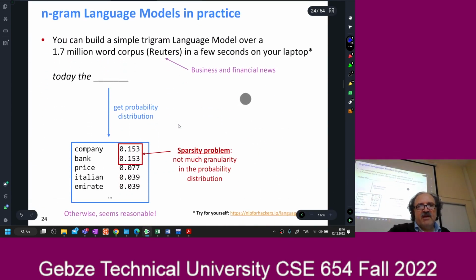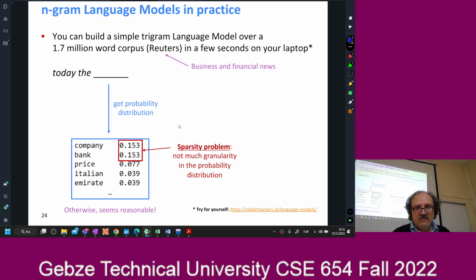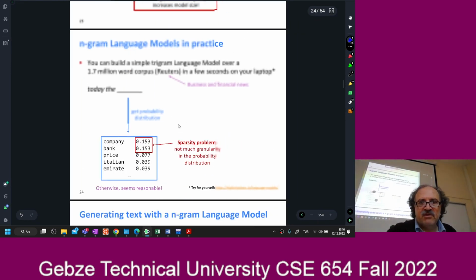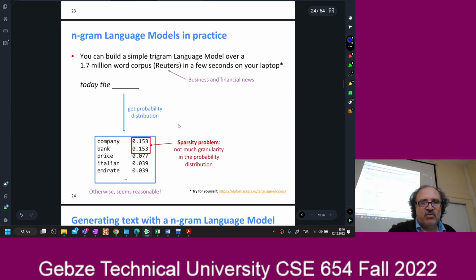So what can we do? This shows the sparsity problem. How can you say that? We said that today, and I am trying to guess the next word. Bank and company have the same probability. Italian and Emirate have the same probability. It says that it has a sparsity problem. How can we say that? Why is it saying so?